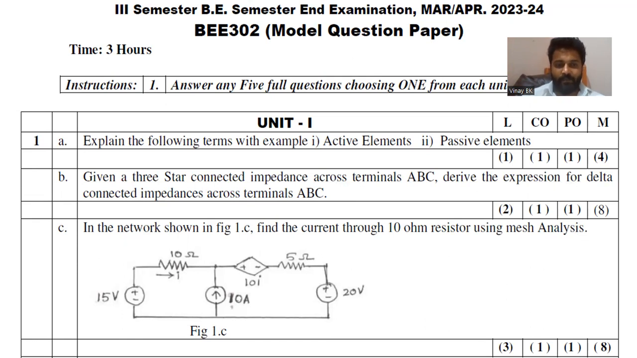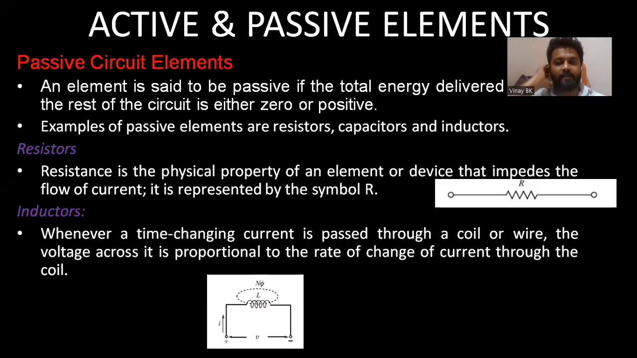Now, you can see: explain the active and passive elements. Many of the students have so much confusion about what to write for these types of questions. Without doubting, you just write the definition of passive circuit elements and active circuit elements, and also give some examples for passive and active elements. Then you explain those examples.